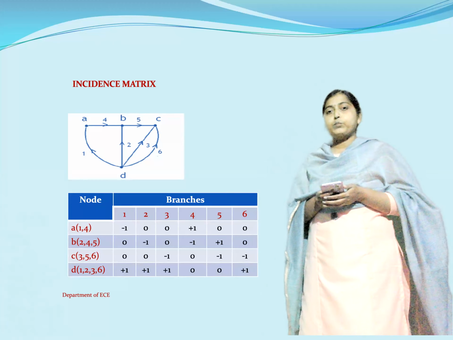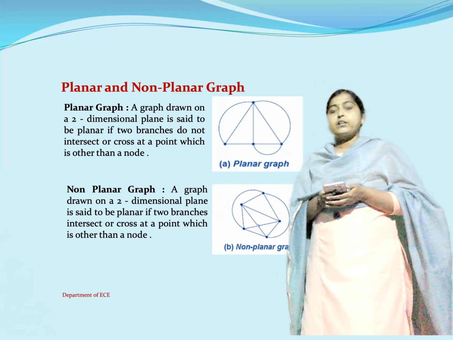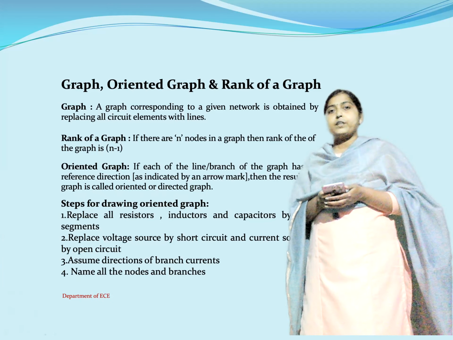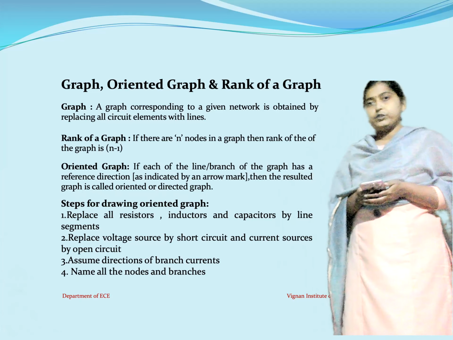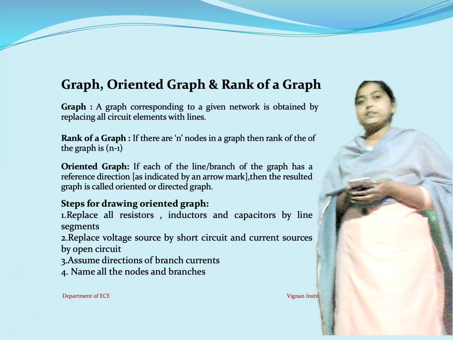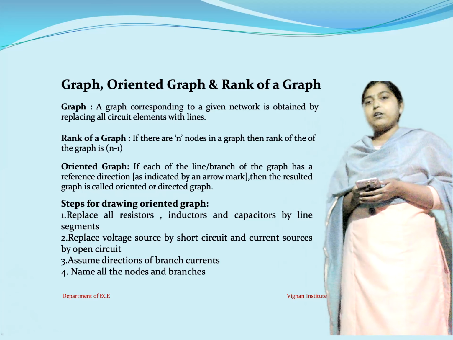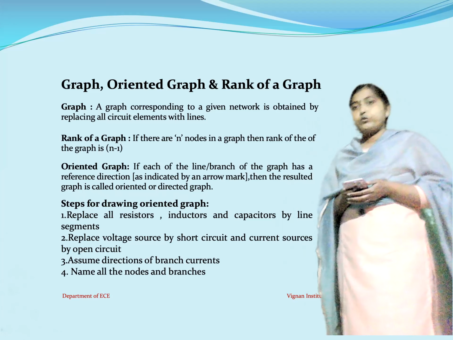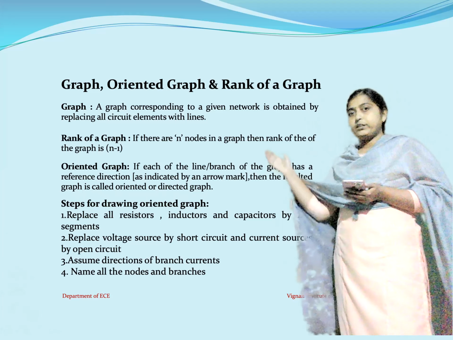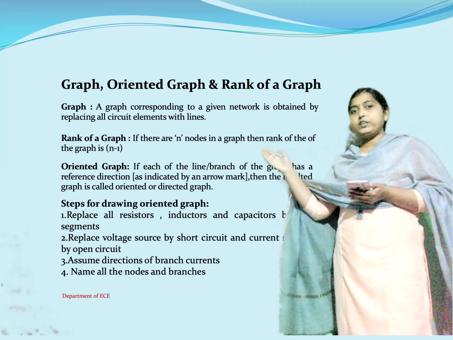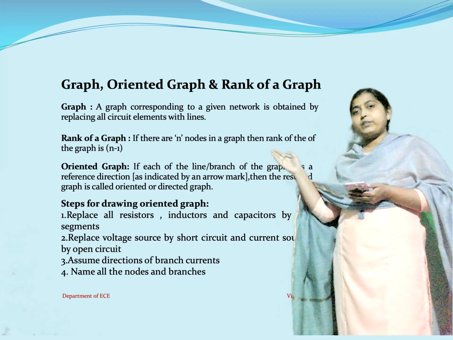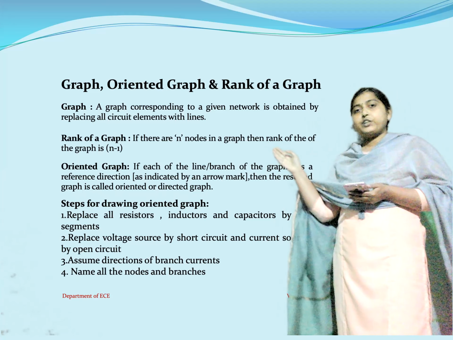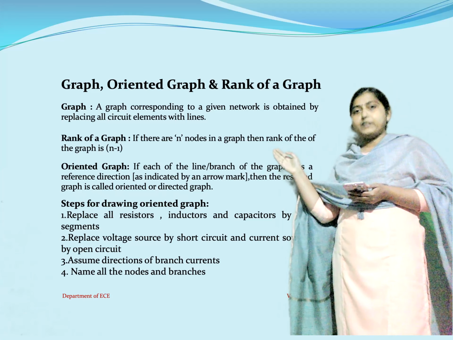Apart from that, the most important concepts we discussed which are related to networks are the graph, what is an oriented graph, and what is the rank of a graph. So we know what a graph is. A graph is nothing but replacing all the network elements with a single line. In the oriented graph we represent the branch currents, whereas in a graph we don't represent any currents.